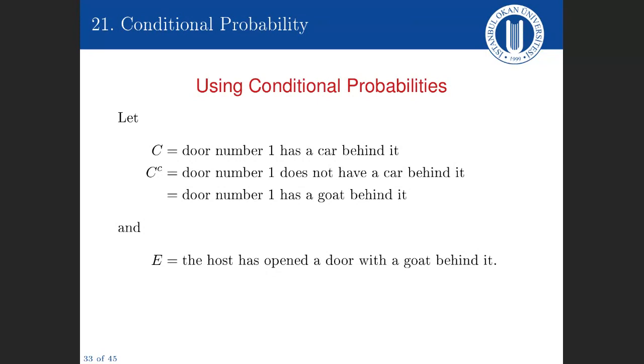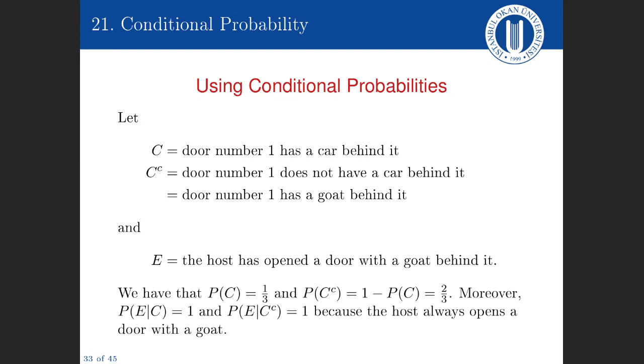Or there's a third way to think about this problem. We can think about this problem using conditional probabilities. Let C be the event that door number one has a car behind it. Then the complement of C is door number one does not have a car behind it, or that's the same as saying door number one has a goat behind it. And let E be the event that the host opens a door with a goat behind it. We know that the probability that a car is behind door number one is a third. So the probability there's a goat behind door number one is 2/3.